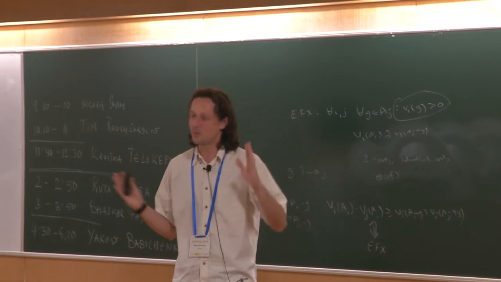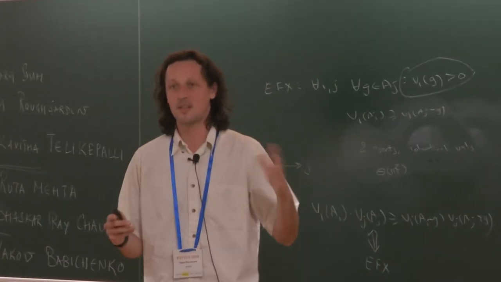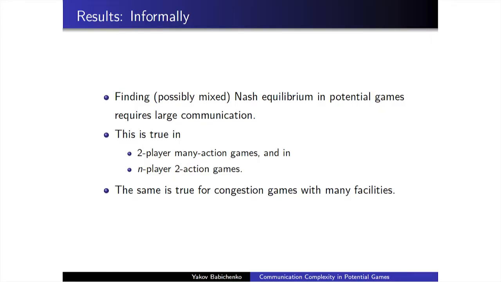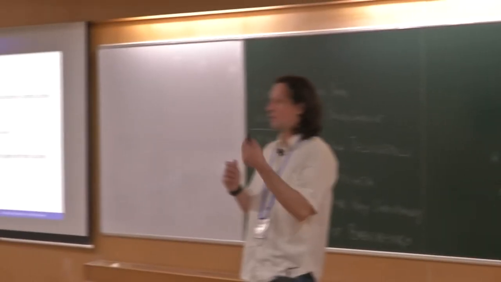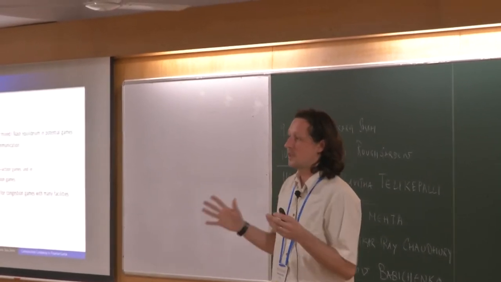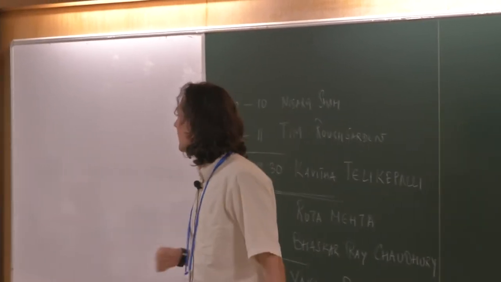Let me start with the bottom line, since it's quite simple to explain here. I will start with the result. What I'm going to show you today is the following result: finding possibly mixed Nash equilibrium in potential games requires large communication. This result is true for games with few actions and many players, and also in the case of few players and many actions. And therefore, it's true if we combine those two as well.